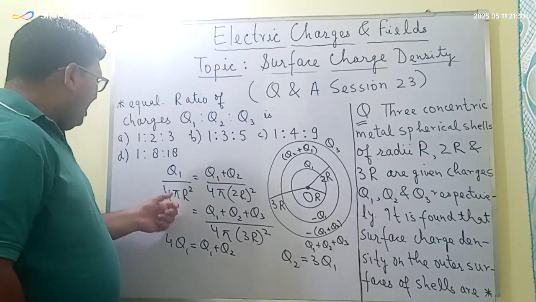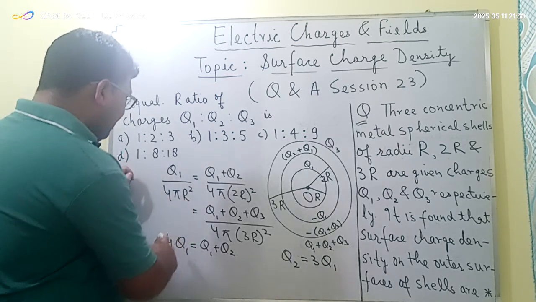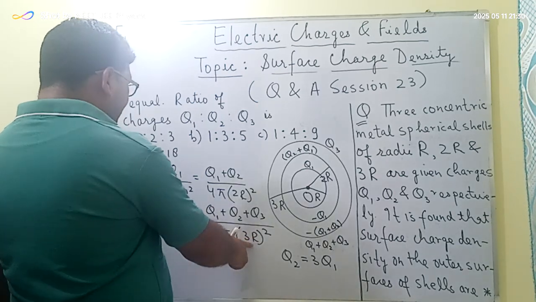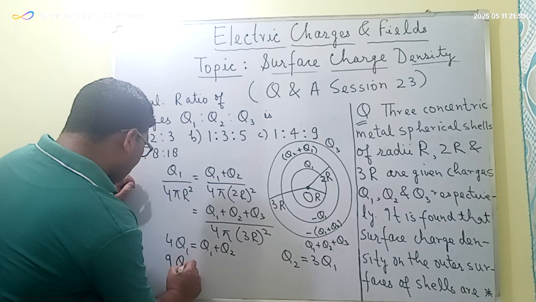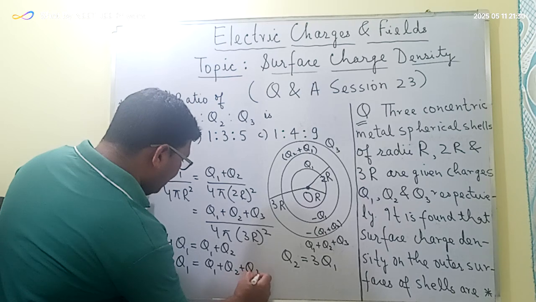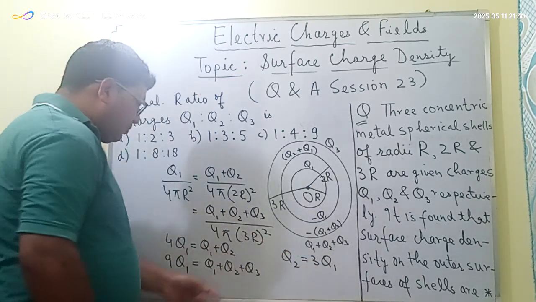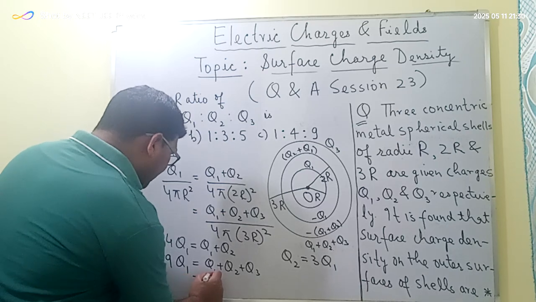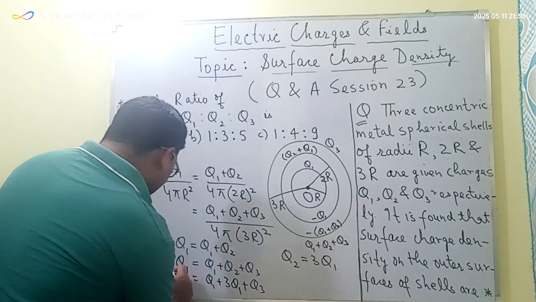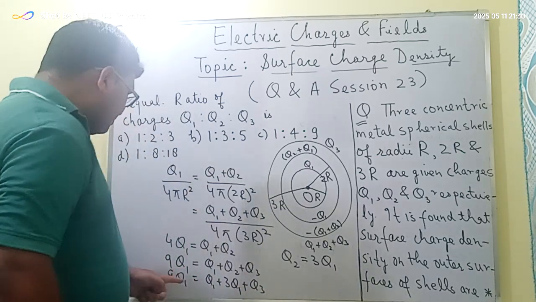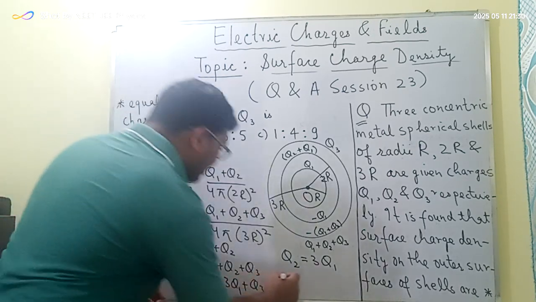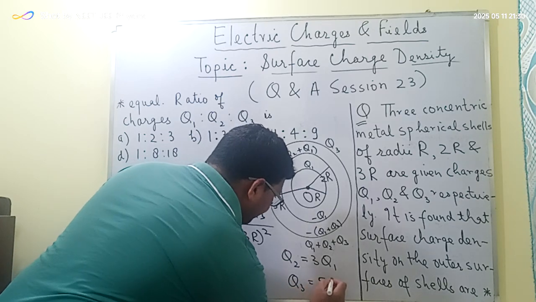Now I will equate the first one and the last one. The 4 pi r square will get cancelled out, and here I will be left with 9. So 9q1 will be equal to q1 plus q2 plus q3. Now here q2 is equal to 3q1, so I substitute this value in this equation. I get q1 plus 3q1 plus q3, and this is equal to 9q1. So 9q1 minus 4q1, that is 5q1, is equal to q3. So q3 is equal to 5q1.